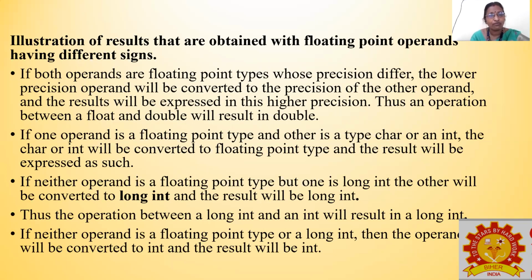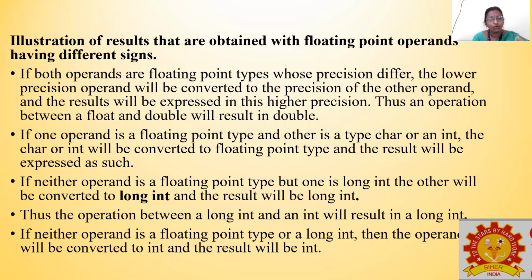If neither operand is a floating point type, but one is long int, the other will be converted to long int, because the result will be long int, that is, it occupies 8 bytes, which is higher priority. So the result will be converted to long int. An operation between long int and int will result in long int, because long int has a higher precision compared to int.